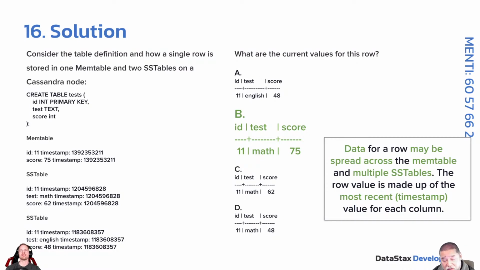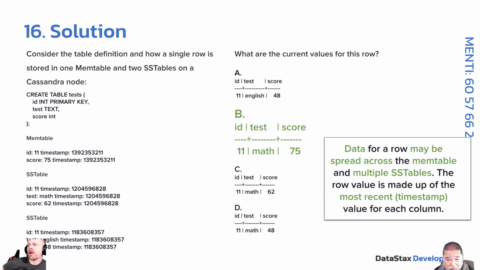Well, the mem table doesn't have a test value, so I need to look at one or more SS tables. Both SS tables have a test value, and math from the top SS table has a timestamp of 120. English has a timestamp of 118. 118 is earlier, later wins. So 120 wins. The result is 11, math, and 75, and that's B. But I will point out, anytime you have to read a timestamp, you will be able to tell in the first few digits the order. You won't have to read to the 9th digit to figure out which one's different.